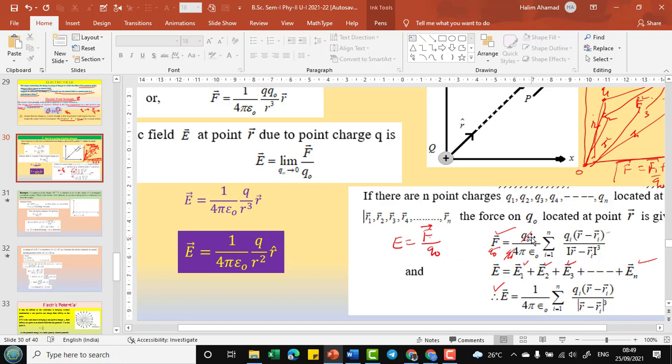So this will cancel when we divide it by Q naught. When we divide the left hand side and right hand side, it will cancel. So that we are getting here E is equal to 1 over 4 pi epsilon naught. Q naught has cancelled, okay, and that is the force. When we are dividing it by Q naught, this becomes the intensity of electric field, right? So E is equal to 1 over 4 pi epsilon naught, and the same term will come as it is. Okay, sir. Okay. So let's go to the next slide.